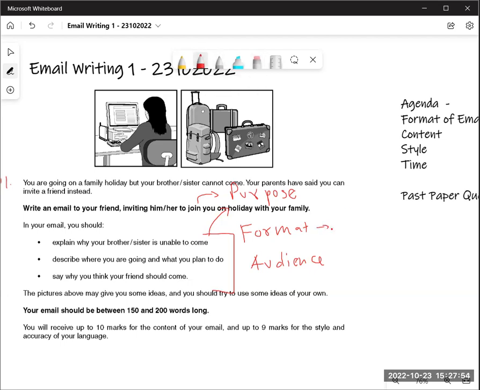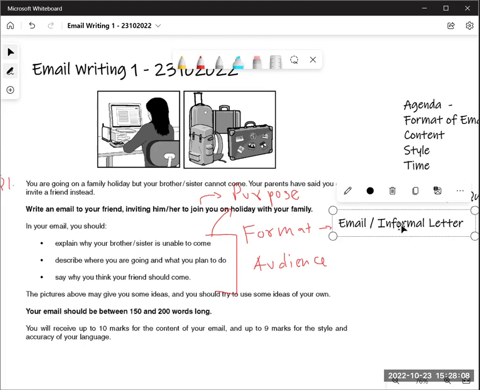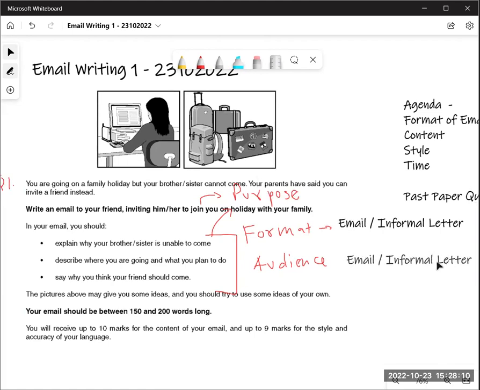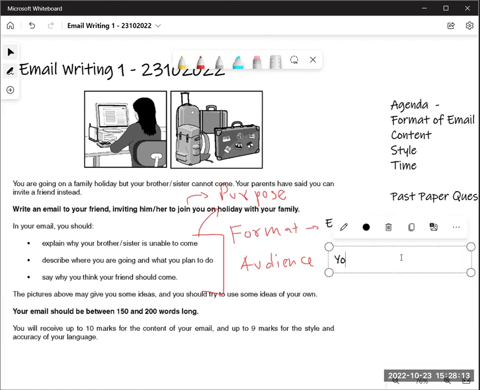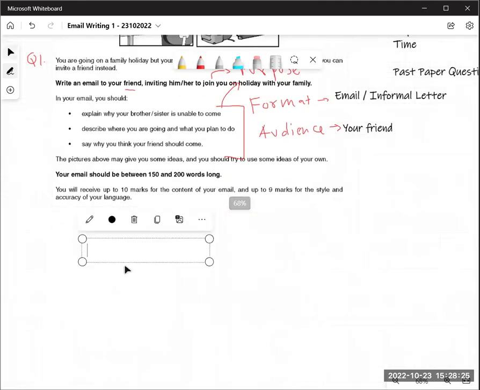Next thing is the format. Since this is an informal letter, email is the same as informal letter. And the audience over here is going to be a friend. Audience means who is going to read your letter. Now that's clear. You're talking to your friend, right? The next thing is the first step is always to create a plan.